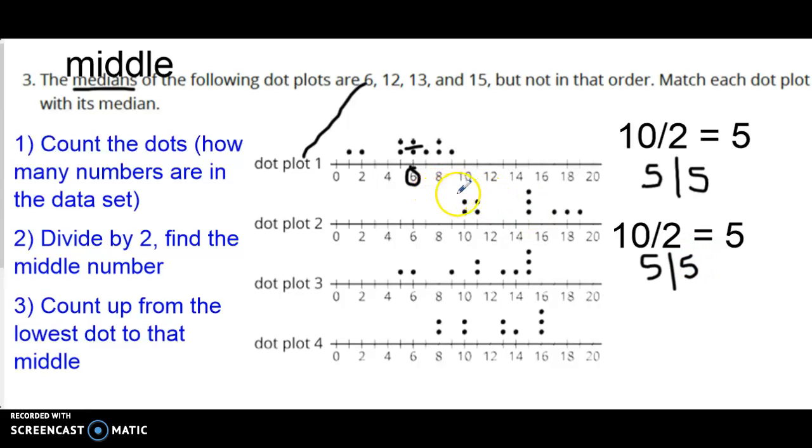So now we're going to count up and find where that line will be drawn. 1, 2, 3, 4, 5. Draw my line. The 5th and 6th dots, one is at 15 and the other is at 15. In between 15 and 15 is 15. So I'm going to draw my line now from dot plot 2 to 15. Pause the video, try 3 and 4 on your own.